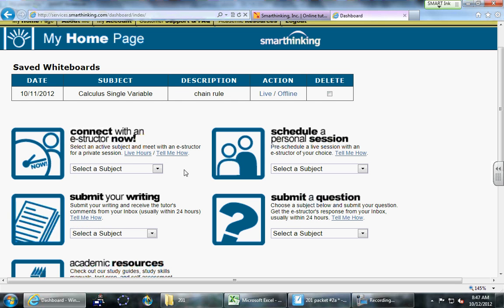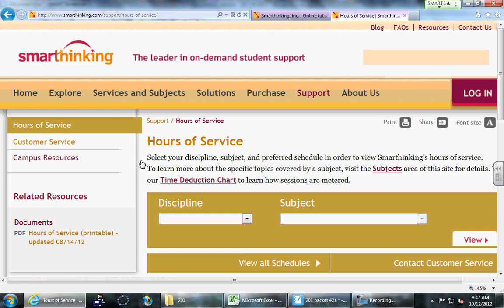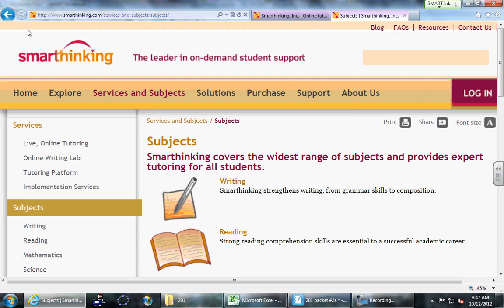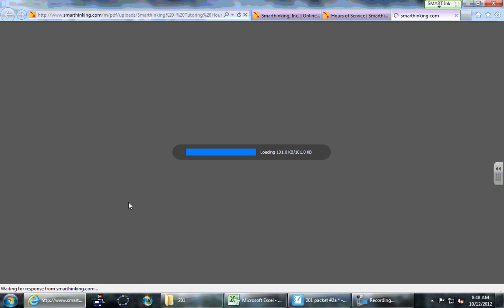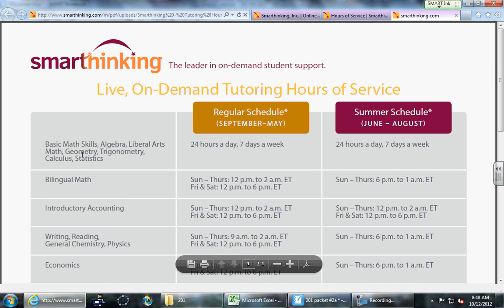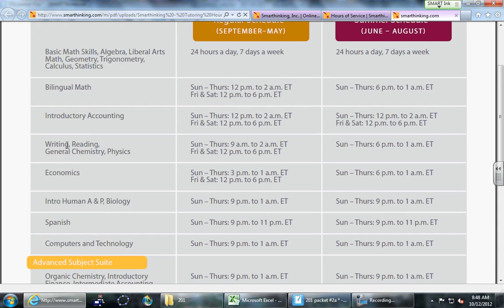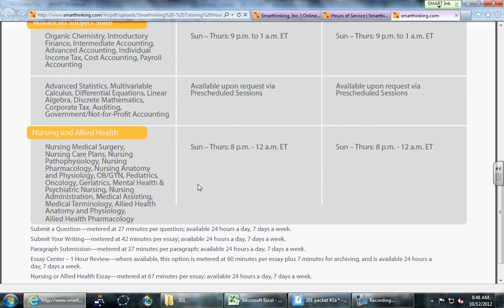If you just want to know what the schedule is for all the subjects, you can click on live hours and take a look at the subjects page. Actually, that's not right. Take a look at the view all schedules page. And it tells you that all of this kind of math is available 24 hours a day, 7 days a week. If you need bilingual, like a Spanish math tutor, that person is available these hours, and you can keep going. Accounting, there's science, there's reading, there's writing, economics, and a whole bunch of other subjects.